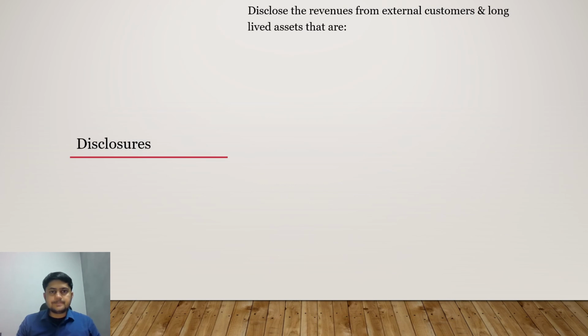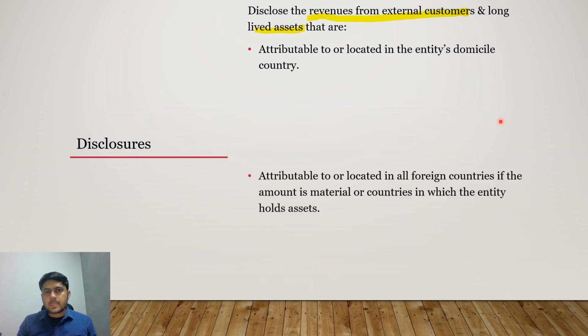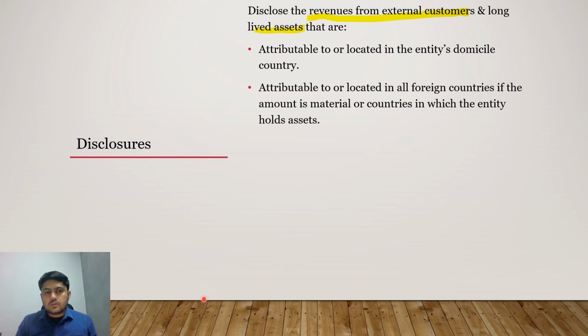What are the disclosures required? So first disclosure is to disclose the revenue from external customers and long-lived assets that are attributable to or located in the entity's domicile country. Attributable to or located in all foreign countries if the amount is material, or countries in which the entity holds assets. So this is reportable only if amount is material, only if it is material.